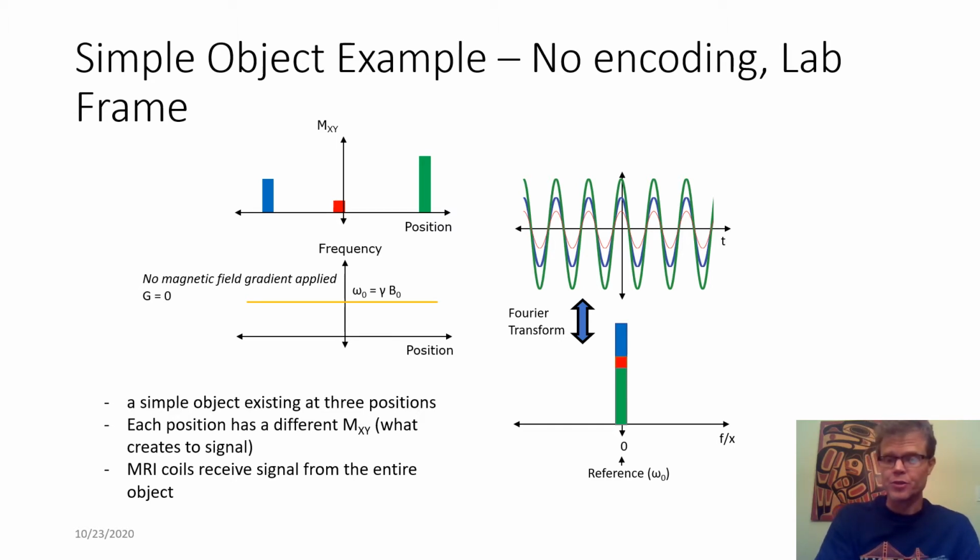So if we take the Fourier transform of the signal, there's only one frequency present in these different curves here. So you're going to get an image where all these parts of the simple object are stacked up at the same location. We're basically not going to get any sort of image in this case.